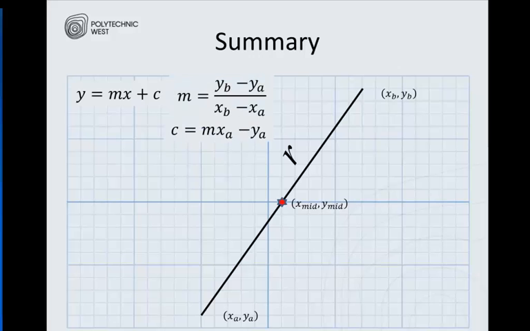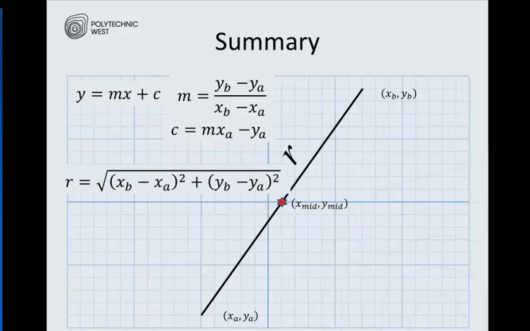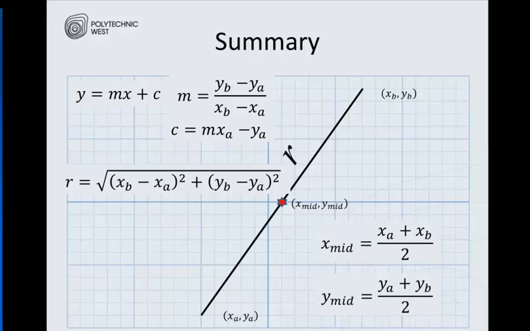In summary then, if you have a line segment, it has the equation y equals mx plus c, where m equals difference in y divided by difference in x, or yb minus ya divided by xb minus xa. And c is y minus mx. I've chosen one of the points and just substituted in the values and the m value that I found previously. The distance between the two using Pythagoras is that. And the midpoints are just the averages of the x and the y. So that's that. So that's line segments.